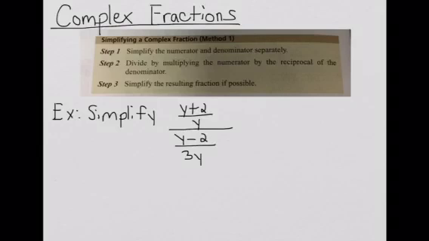So really what this one says is first make sure everything is factored. And if we look at this example here, everything is factored. All the numerators and denominators are factored completely. And then step two, because we're dividing fractions, is that keep, change, flip part. So step two says just keep your top fraction, y plus 2 over y, change that division to multiplication, and then flip that bottom fraction.